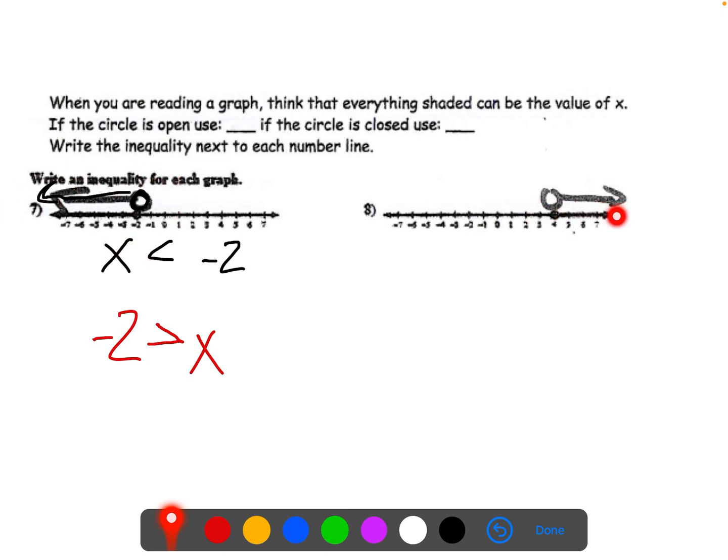Okay, let's look at the next one. Again, we're starting here at 4. So we have our variable x. We're starting at 4. Because it's an open circle, it's not going to equal 4. It must be all values, since we're going to the right, all values must be greater than 4. Okay, and again, if you reversed it, that's okay. We would put 4 and x, and the symbol must go the other way for that to be true, because we're still saying all of these x values must be bigger than 4. 4 would be less than x.